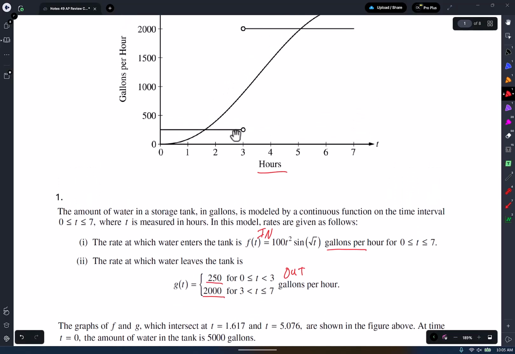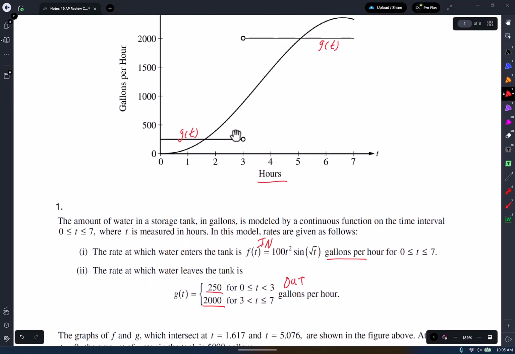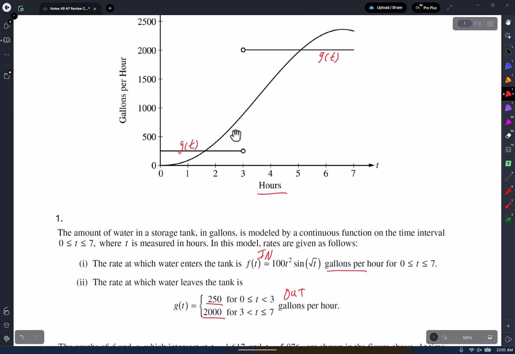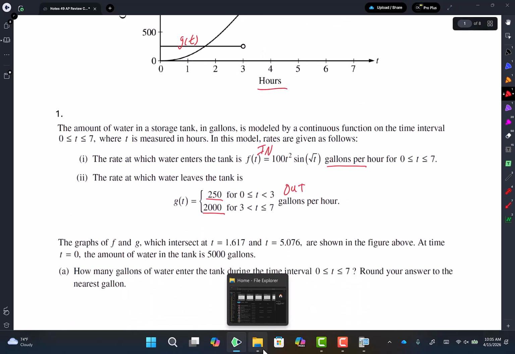So immediately I'm going to come up here and write g of t. The horizontal line has to be g of t, because 250 and 2,000 don't have a variable in them. And so that means this one right here must be f of t. Are we still okay?